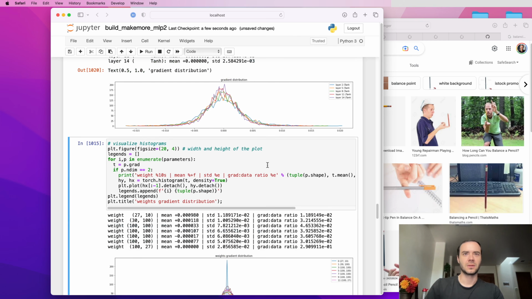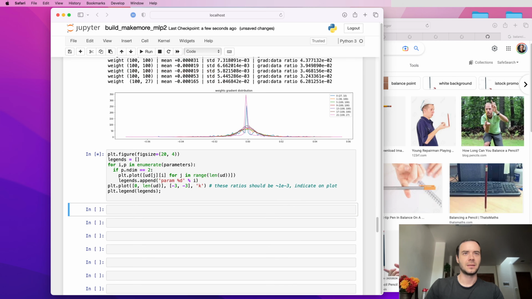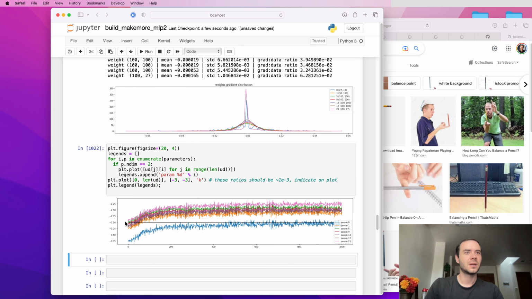The gradients look good. The weights look good and their distributions. And then the updates also look pretty reasonable. We're going above -3 a little bit, but not by too much. So all the parameters are training at roughly the same rate here.